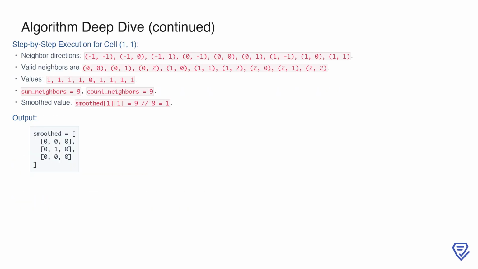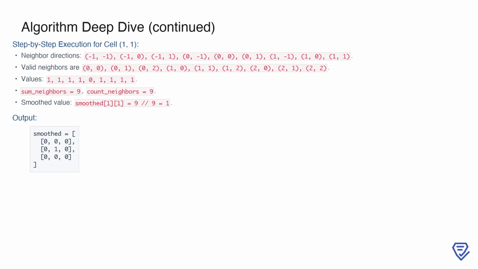Let's walk through the computation for the cell at position 1, 1 in the matrix. The possible neighbor directions include all combinations of row and column offsets within a 3x3 grid centered around the cell. The valid neighbors for this cell are those that fall within the bounds of the matrix, such as 0, 0, 0, 1, 0, 2, 1, 0, 1, 1, 1, 2, 2, 0, 2, 1, and 2, 2.